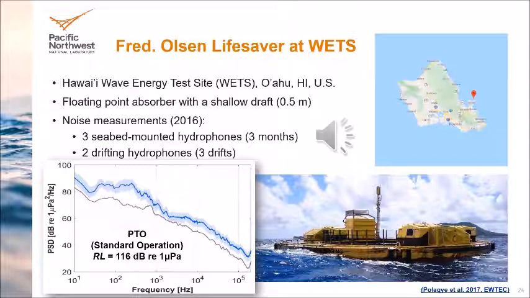This is from the Fred Olsen Lifesaver deployed at the Hawaii Wave Energy Test Site. It's a floating point absorber wave device. And for this deployment, measurements were taken in 2016 using 3 seabed mounted hydrophones and 2 drifting hydrophones. The graph shown here shows the expected noise given by the manufacturer in gray and the measured noise from the power takeoff during standard operation as well. And we can see based on the graph that the noise levels of this device remain below the US thresholds I mentioned.